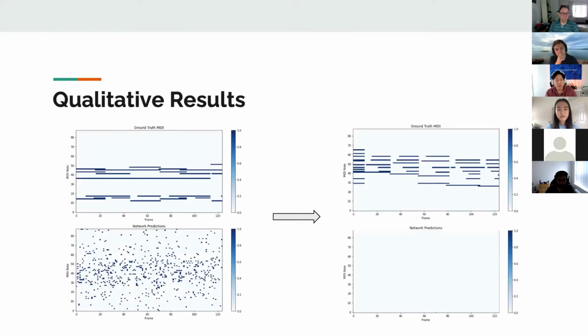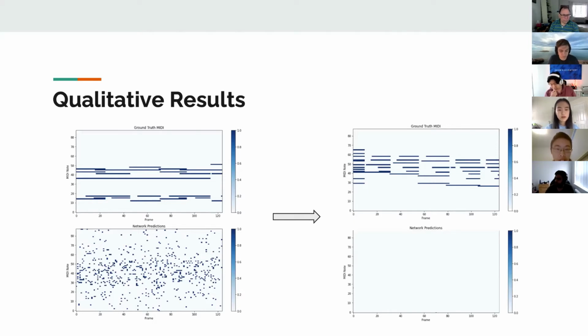So I'll be talking about qualitative results now. Here are just 2 samples, one on the left, one on the right. Each graph is of MIDI note versus the frame. As Kat mentioned earlier, the MIDI files can be represented as 2D arrays. On top is the ground truth and the bottom is the network predictions, which is also a 2D array.